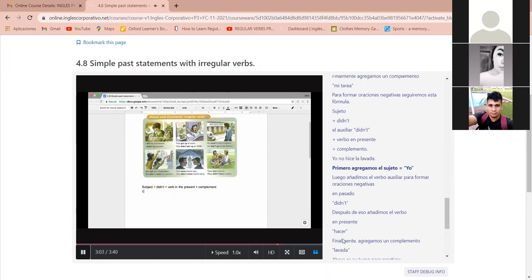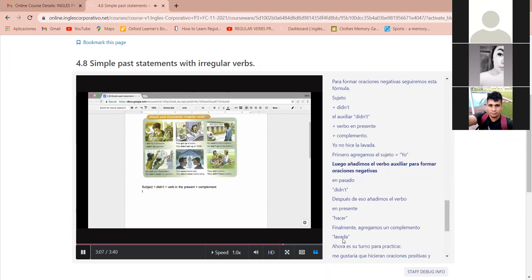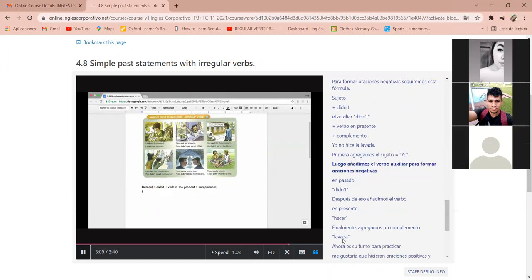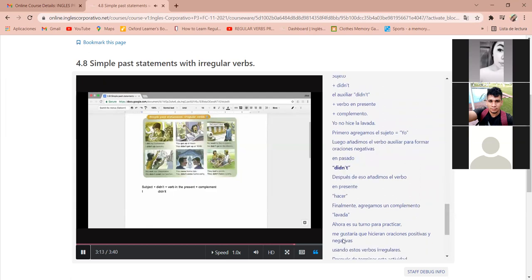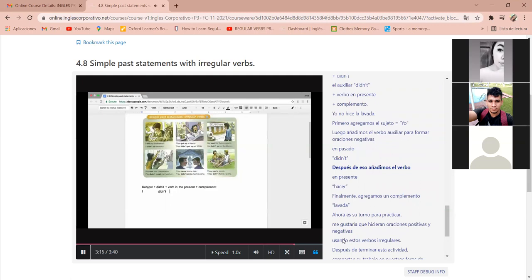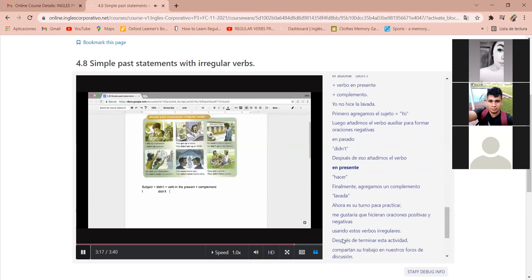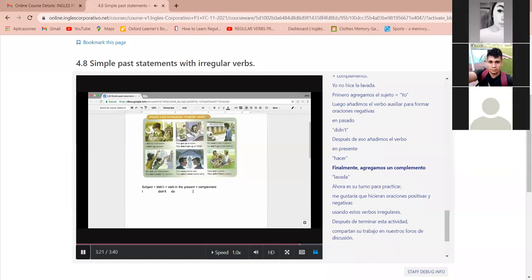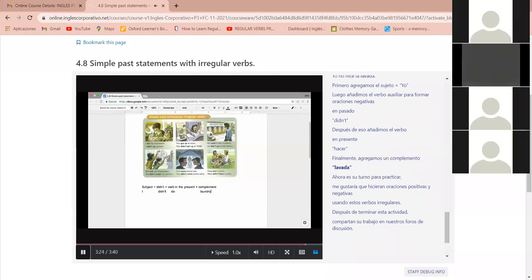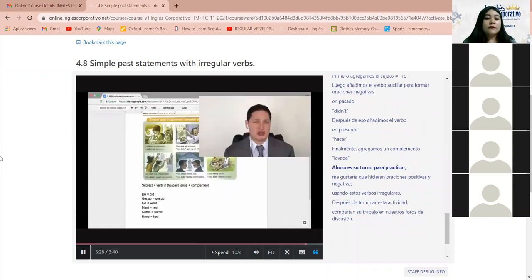First, we add the subject I. Then we add the auxiliary verb to form negative statements in the past, didn't. After that, we add the verb in the present, do. Finally, we add the complement, laundry. Now it's your turn to practice.